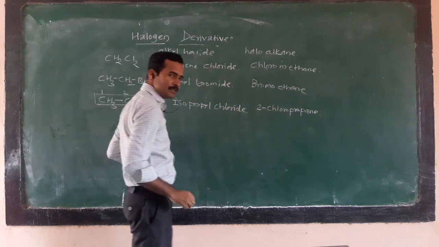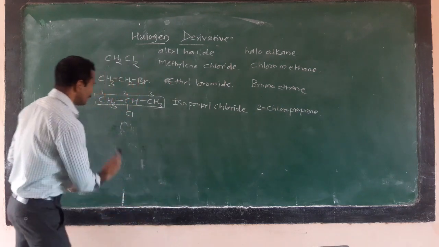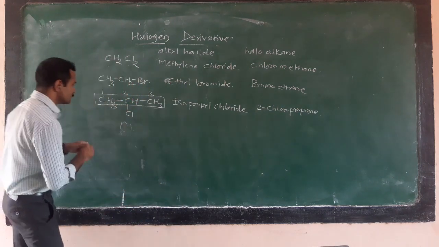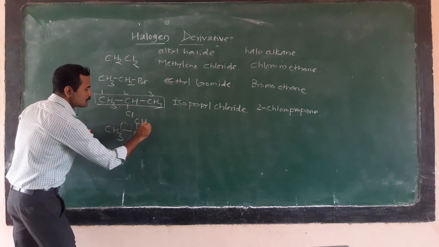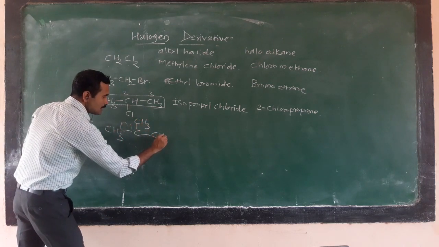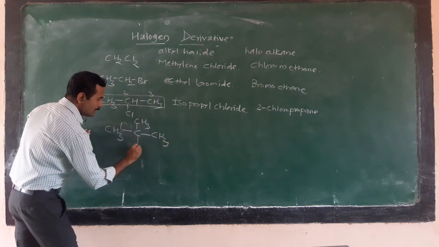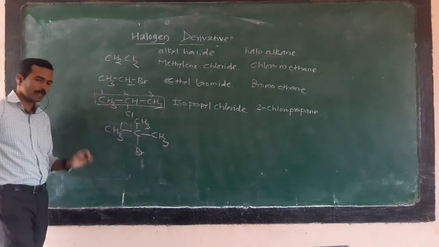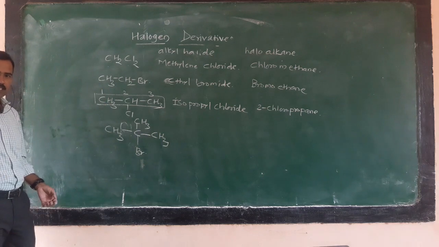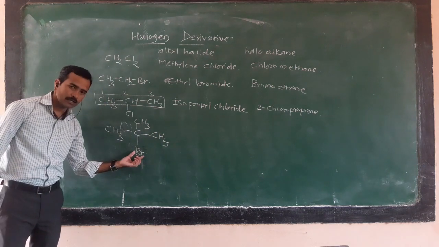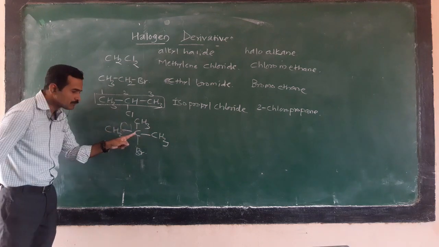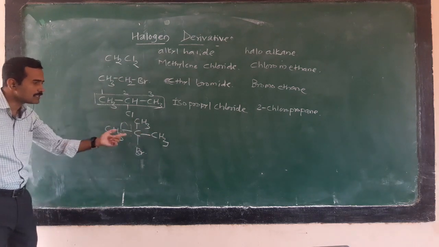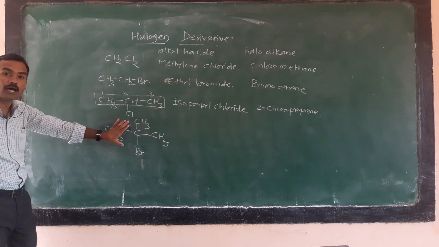2-chloropropane. So this is the IUPAC name for this compound. Then the next example is a very simple example, CH3, CH3, CH3, and here Br. What happened here? This is the example of a tertiary alkyl halide, with the bromine halogen attached to a carbon which is attached to another 3 carbons. So that's why this becomes tertiary. In the common system, it is named as tertiary butyl bromide.